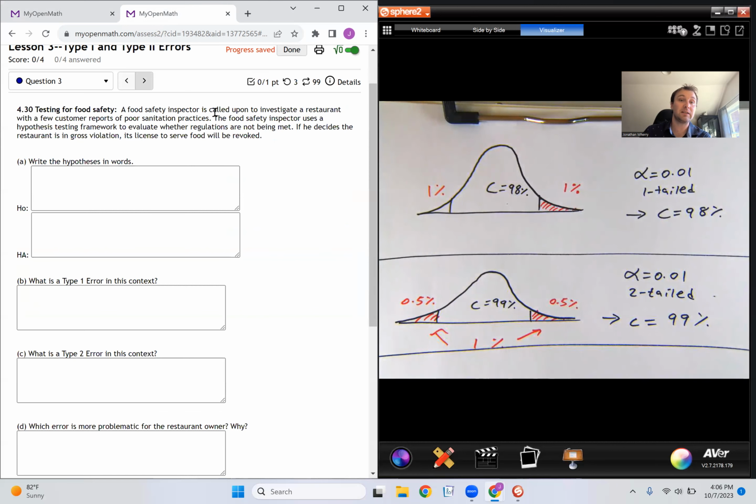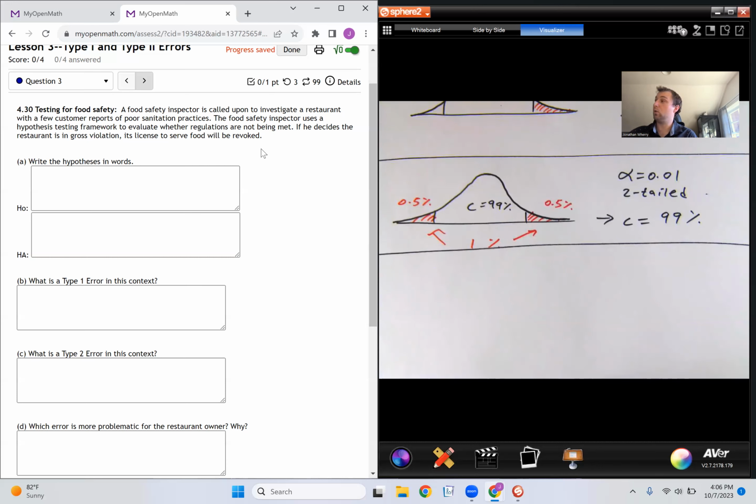The food safety inspector is called upon to investigate a restaurant with a few customer reports of poor sanitation practices. The food safety inspector uses a hypothesis testing framework to evaluate whether regulations are not being met. If he decides the restaurant is in gross violation, its license to serve food will be revoked. Part A says write the hypotheses in words.